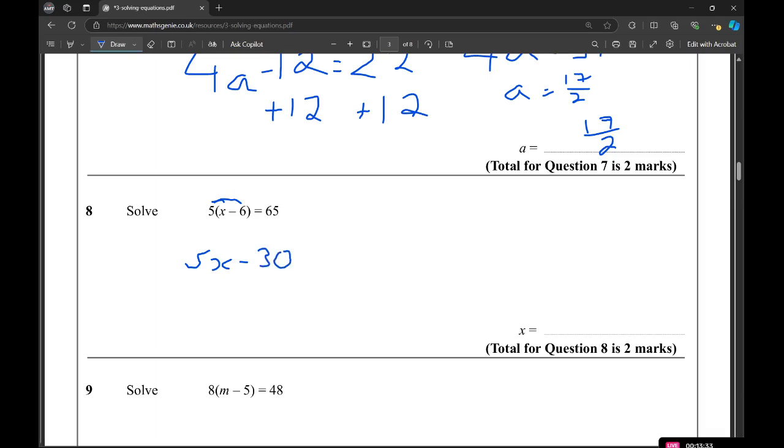So, the user's got an answer. Let's just double check the user's answer. That's equal to 65. I'm now going to add 30 to both sides to balance each side. So you have 5x equals 65 plus 30, which is 95. So 5x means 5 times x.